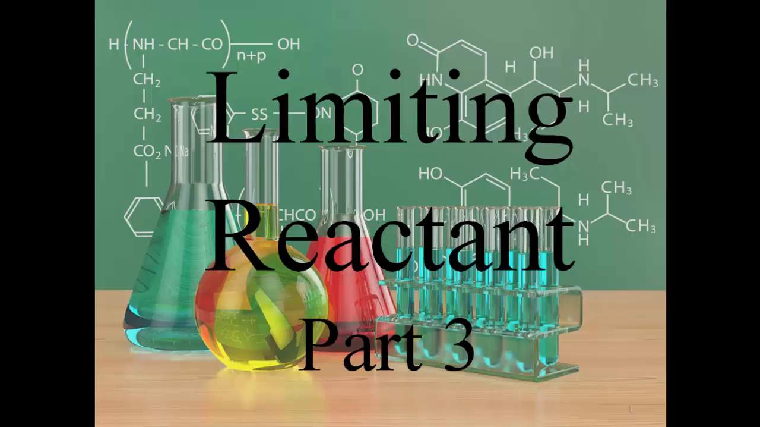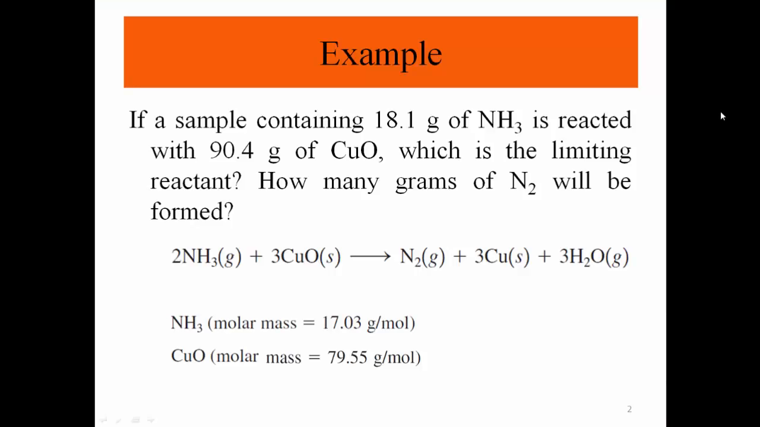This is the third video about limiting reactant. Let's have some more examples. If a sample containing 18.1 grams of NH3, or ammonia, is reacted with 90.4 grams of CuO, which is the limiting reactant, how many grams of N2 will be formed? So we have this chemical reaction: 2 NH3 plus 3 CuO results in N2 plus 3 Cu plus 3 H2O.